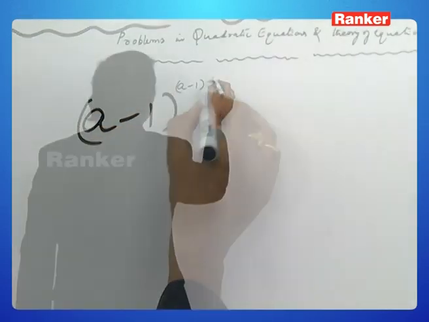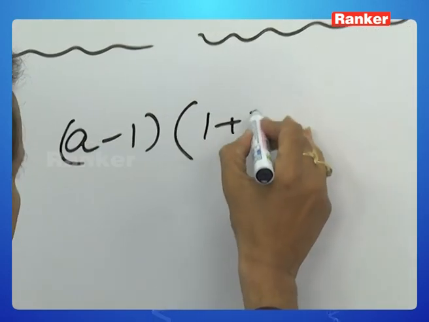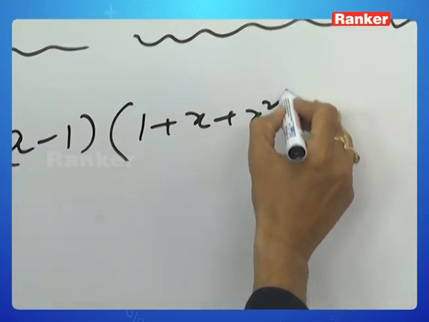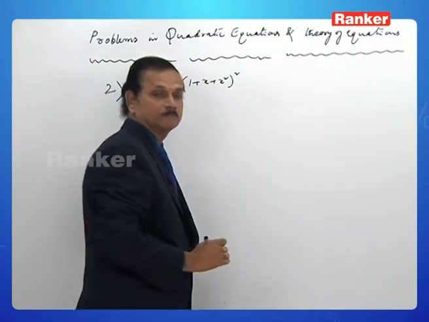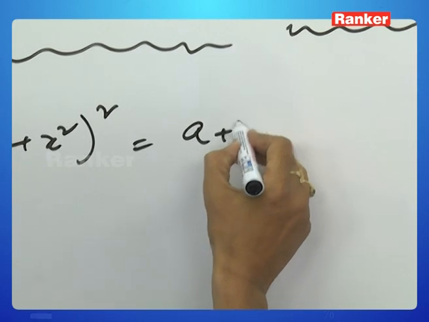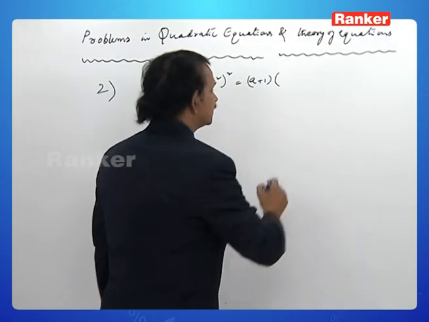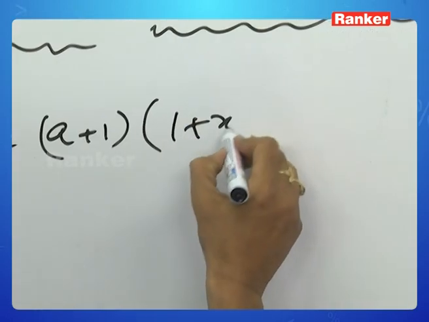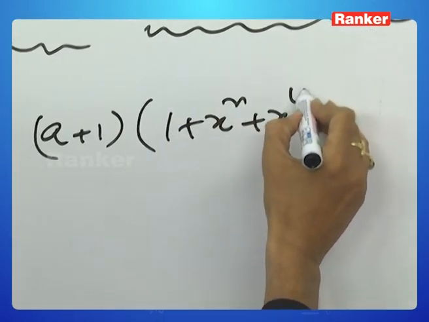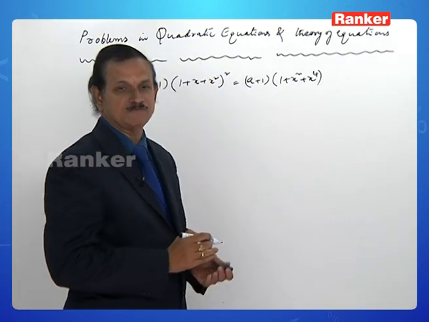(a minus 1) into (1 plus x square) whole square is equal to (a plus 1) into (1 plus x square plus x power 4).